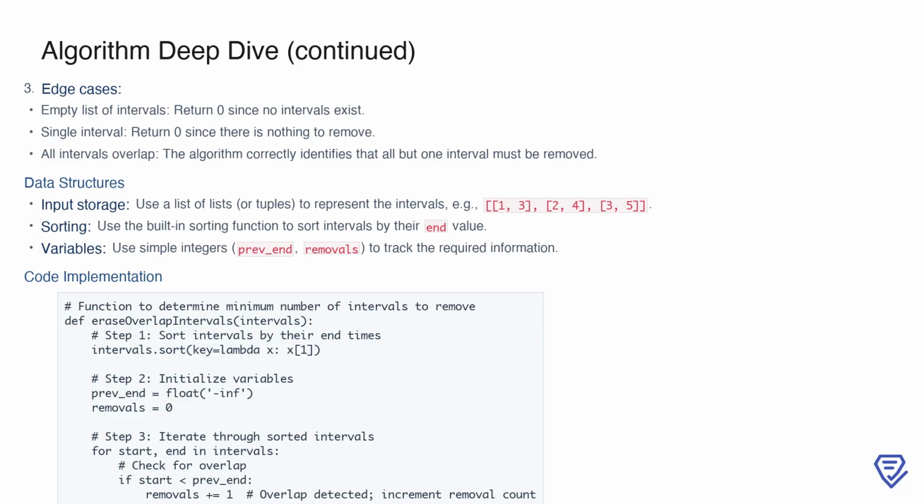The code implementation follows these steps precisely. First, we sort the intervals by their end times. Next, we initialize prev_end to negative infinity and removals to 0. Finally, we iterate through each interval, checking for overlaps and updating the variables accordingly.